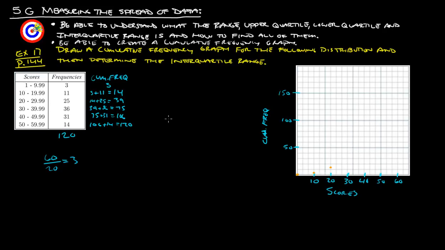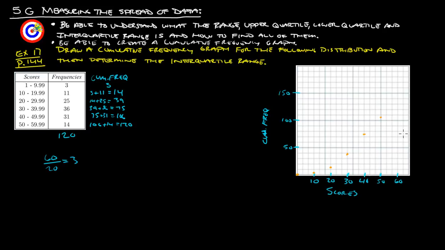At 30, because 29.99, that's 30, we're up to 39. So that's basically just under 40, right? At 40, we're up to 75. So that's about right there. At 50, we're at 106. So that's that one there.